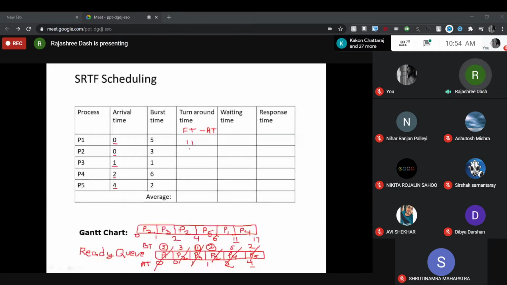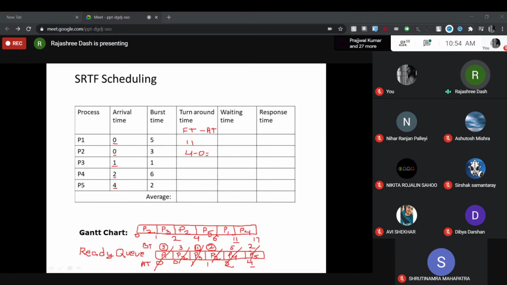For P2, what is the finish time? At which time did P2 complete its execution? Looking at the Gantt chart, tell me. 4 minus 0. Very good. So at time 4, P2 completed. So 4 minus 0, that is 4.